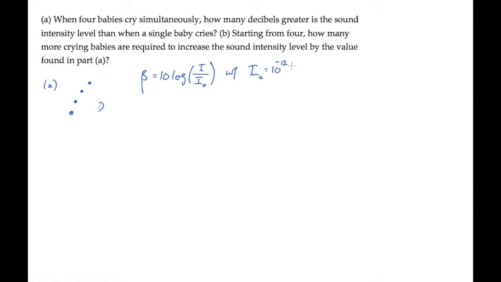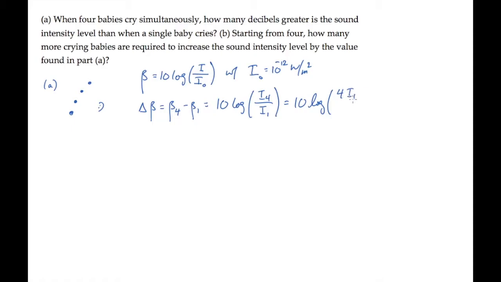The difference in intensity level, delta beta, in this case between 4 babies crying and 1 baby crying, equals 10 log I4 over I1. The intensity of 4 babies crying is 4 times the intensity of 1 baby crying. So we see that delta beta is 10 log 4, which works out to 6 dB.